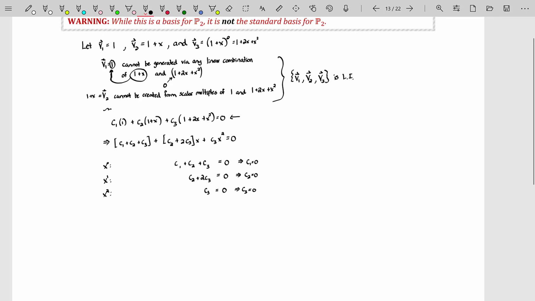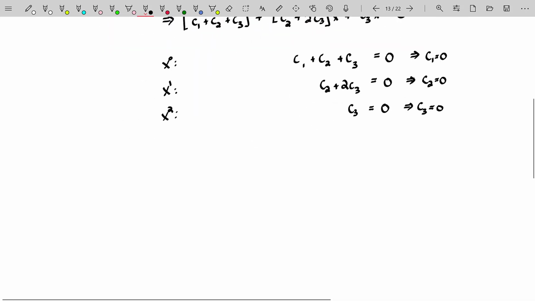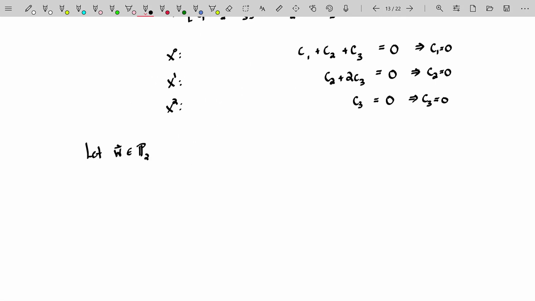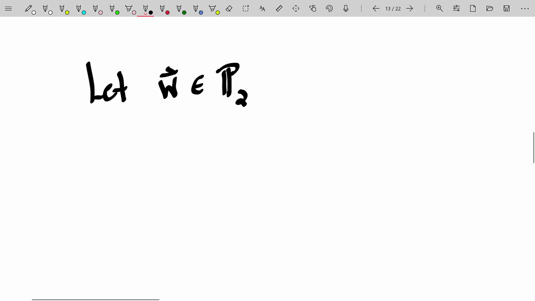Now, to show that these vectors span P sub 2, we're going to go ahead and let W be a vector in P sub 2. That is, we have a polynomial of degree at most 2 from P sub 2, and we want to represent that polynomial somehow as a linear combination of these vectors.